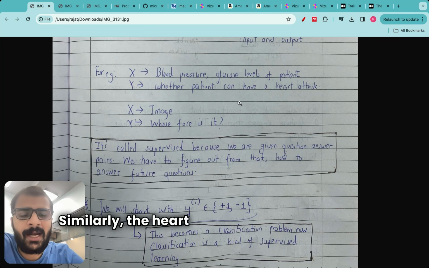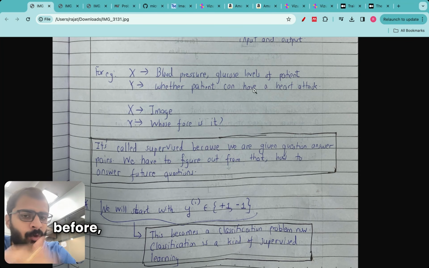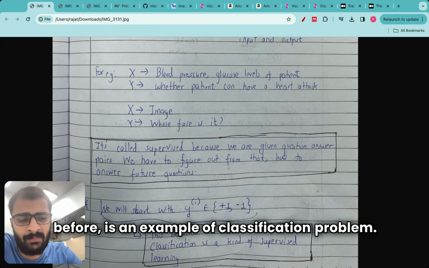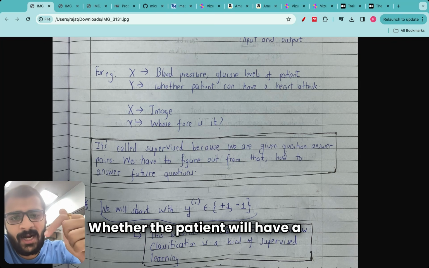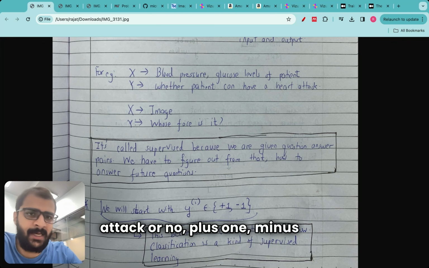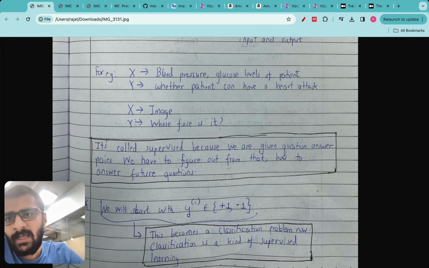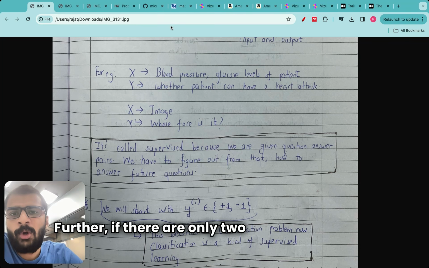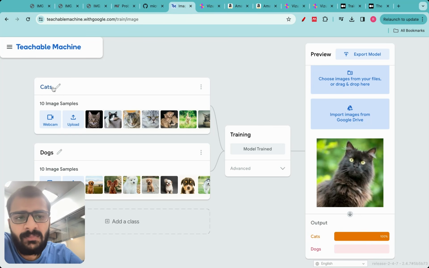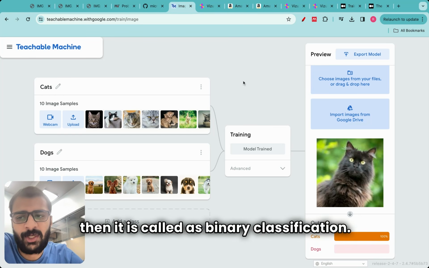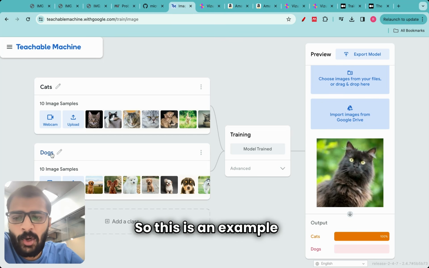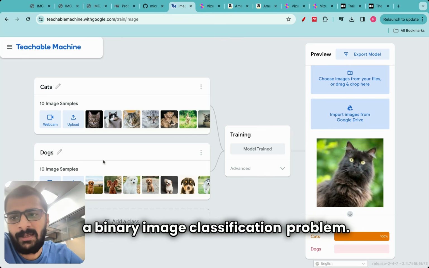Similarly, the heart attack example which we discussed before is an example of a classification problem, whether the patient will have a heart attack or not, plus 1, minus 1. Further, if there are only two output categories, then it is called binary classification. So this is an example of a binary image classification problem.